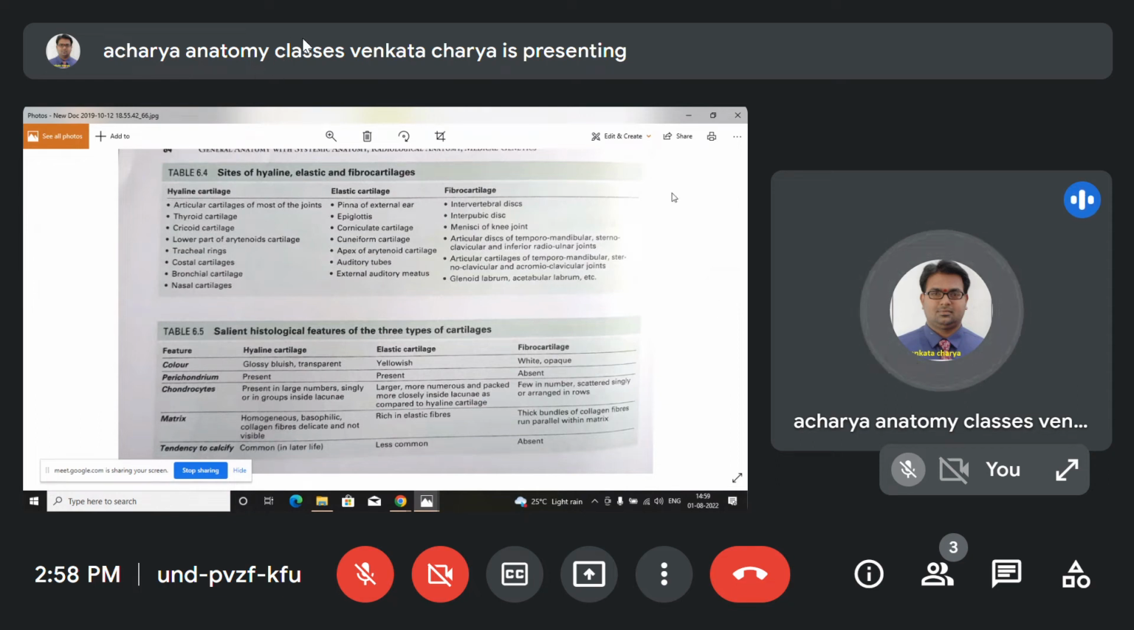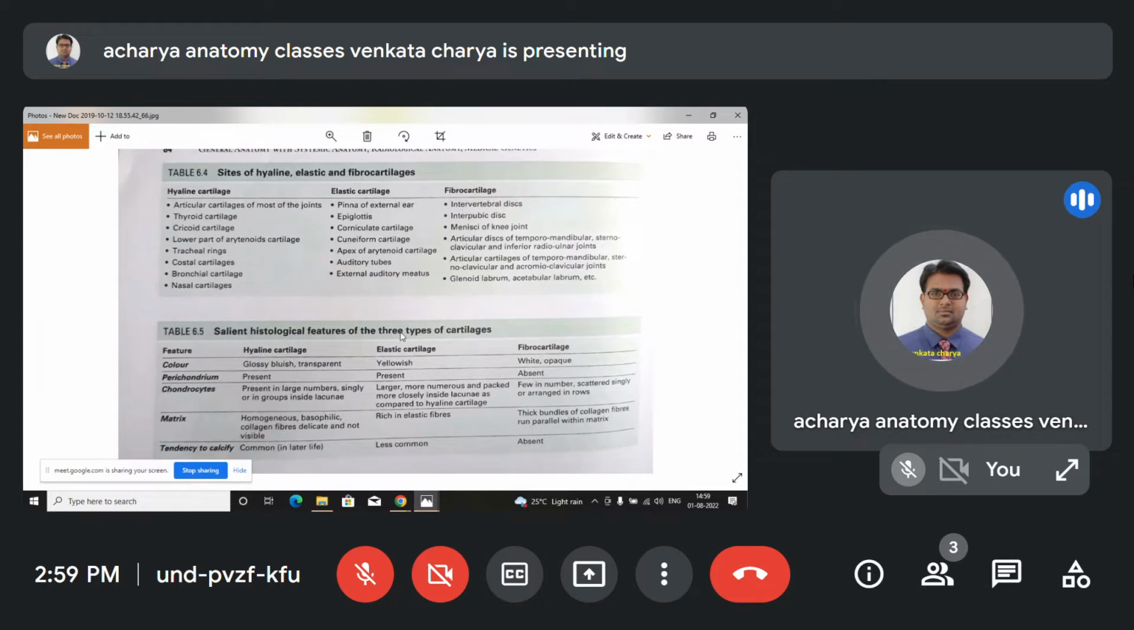Cartilages are mainly classified into three types. Number one, hyaline cartilage. Number two, elastic cartilage. And number three, fibrous cartilage.